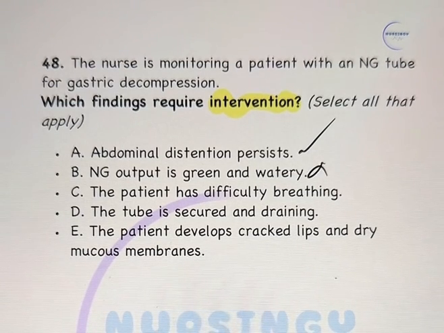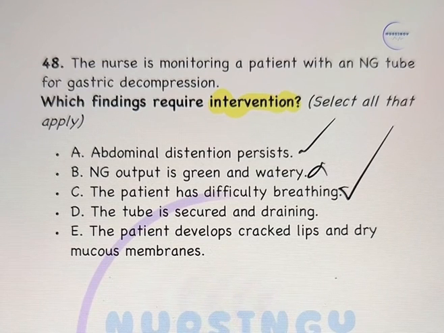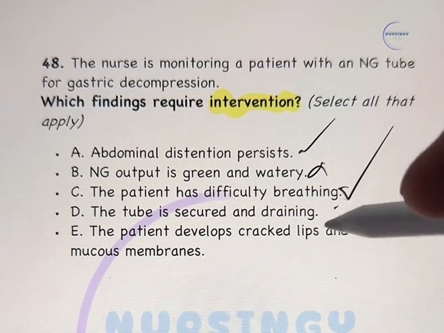Okay, so no. C, the patient has difficulty breathing. If somebody is having difficulty breathing after an NG tube, then it is an issue. Okay, so we don't want that. It can be that the NG tube is now in the trachea. Yeah, so C is concerning. D, the tube is clamped and draining. So the tube is draining well, so we don't need to worry about that. Yes, D is no. Thank you, guys.